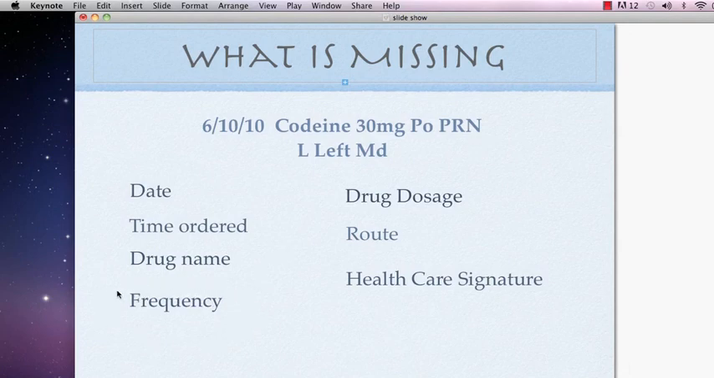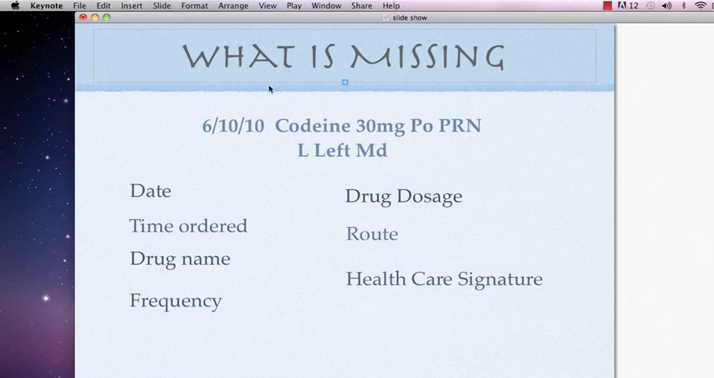The problem with a PRN order is that it requires parameters, and those parameters have to be how often we're going to give the medication, and it requires what for, such as PRN Q6 hours for pain. In the case of Tylenol, Q8 hours PRN for fever of 101. Absolutely necessary to have parameters. We have a healthcare signature.